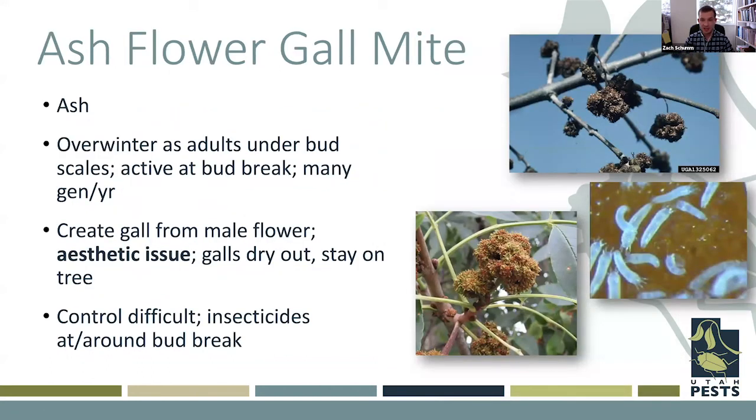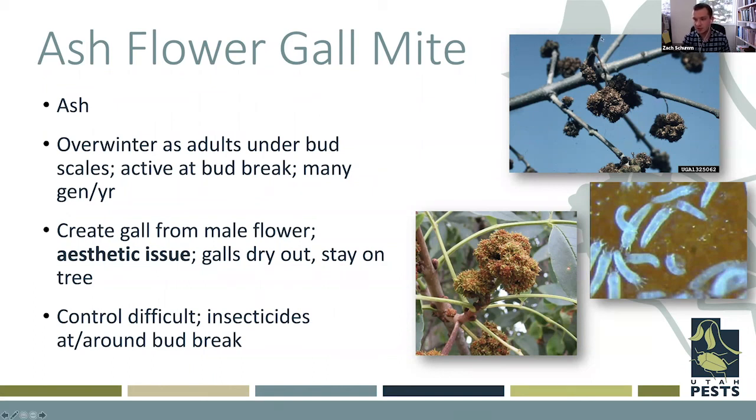And then we have ash flower gall mite. I have not seen any of these reported, but they are a pest of ash trees in Utah and in the Mountain West. And these are going to overwinter as adults, essentially under the little scales of the bark. They'll become active at bud break, and there's many generations of this mite per year.